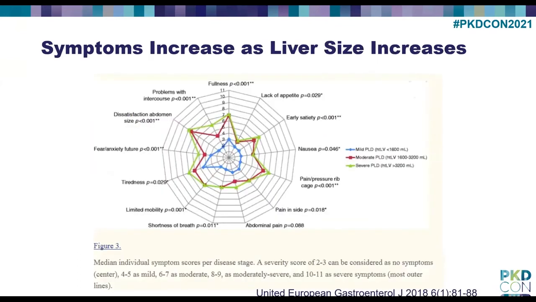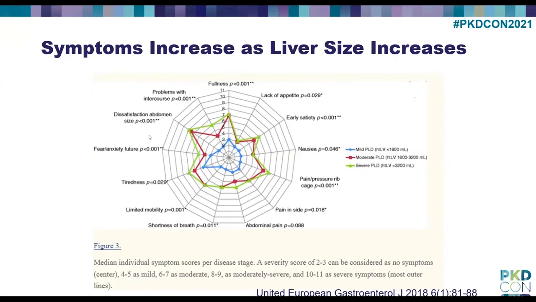So if we look at those patients with mild liver disease versus moderate versus severe, what symptoms are people complaining about? So what you can see as the liver gets bigger, they're complaining about early satiety. This means feeling full before you've eaten a full meal. So you take a few bites and then maybe you feel full then. You might have a lack of appetite. This problem's just because of size of the organ, dissatisfaction with abdominal size.